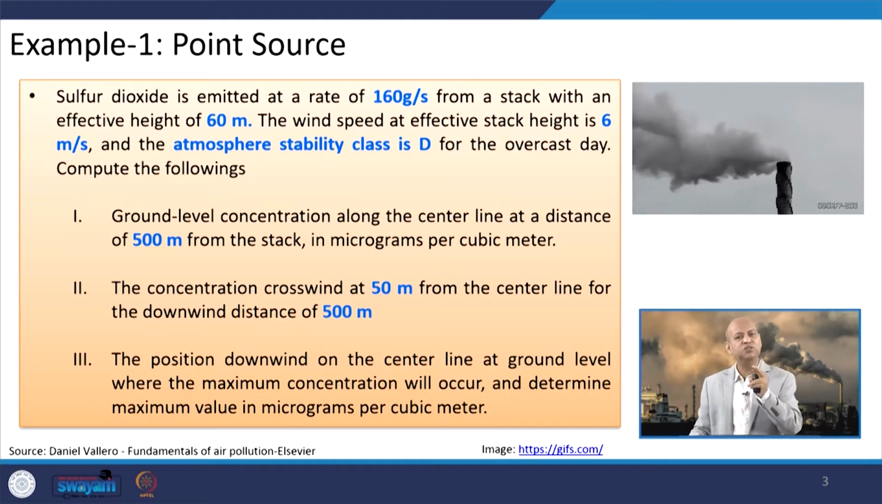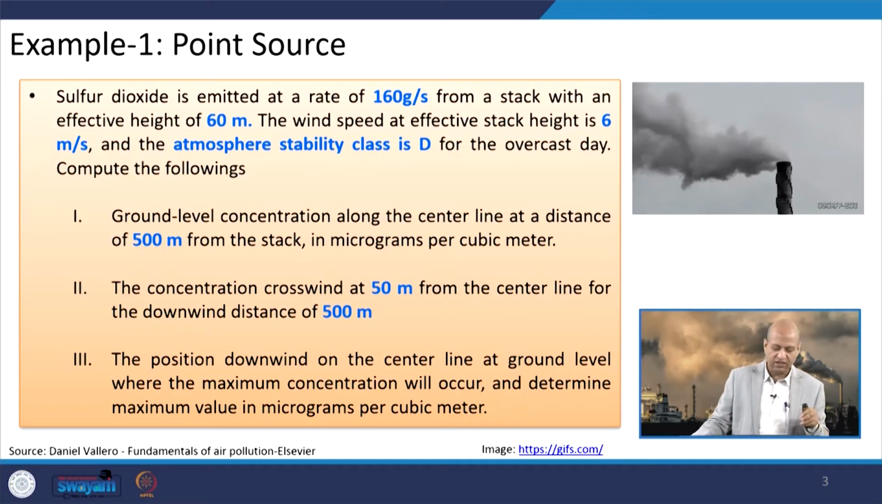So, z is 0 and y is 0, and only x is there. The coordinate of the point where we need to calculate the concentration in this first case is x, 0, 0: y is 0 because the lateral distance is 0, and z is 0 because it is the ground level concentration.